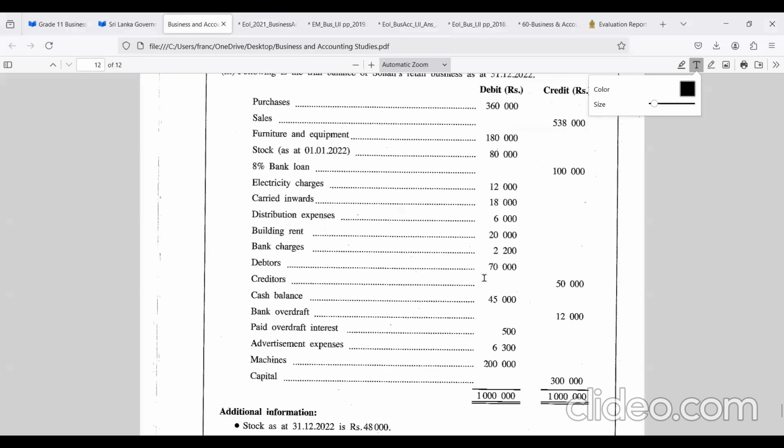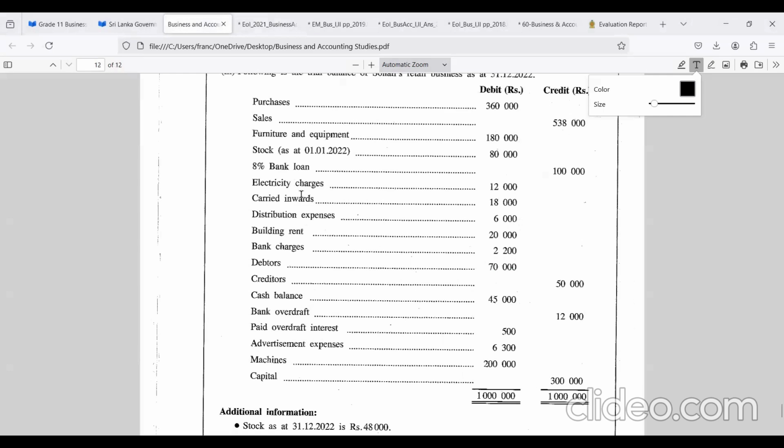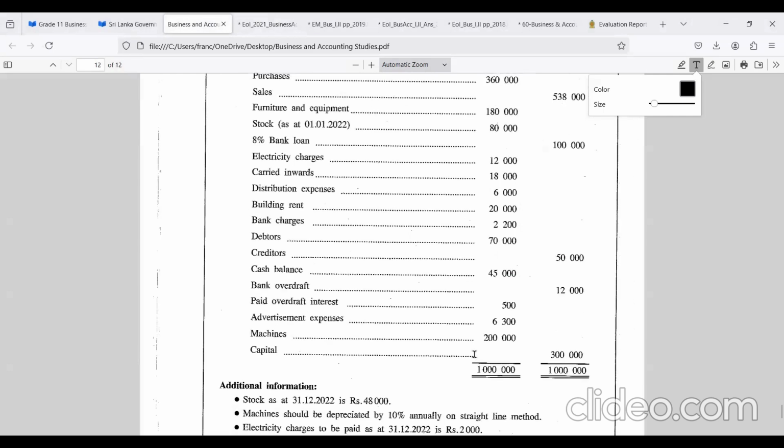I can't see any provision. So what I can do, I can go to my SOFP, machine, 200,000 and deduct 20,000. I am getting the carrying value 180,000. Right. So don't copy this answer. This is the 2021 marking scheme, right? Because I can't find this marking scheme. You have to do this and send the photo, right?